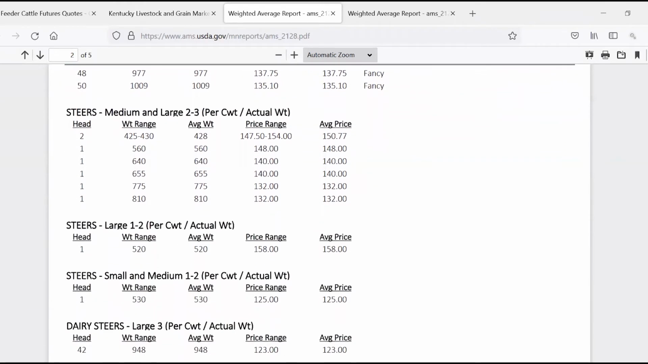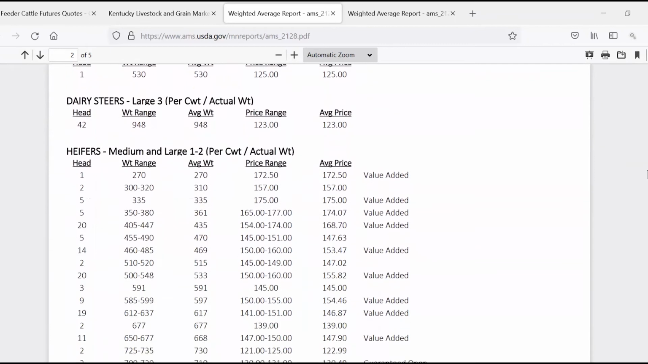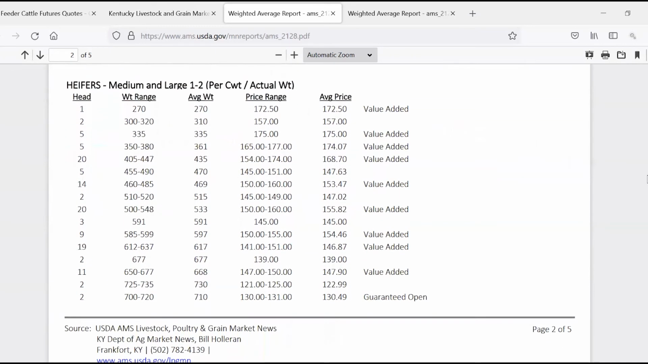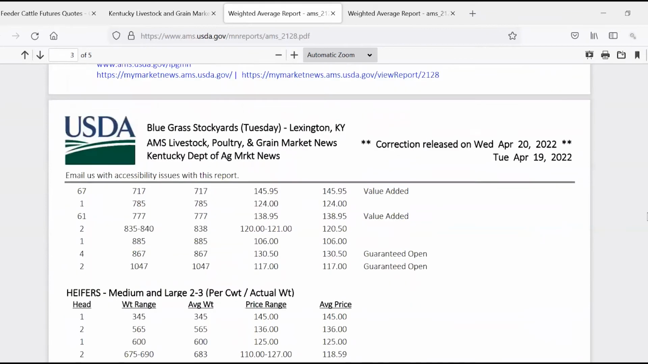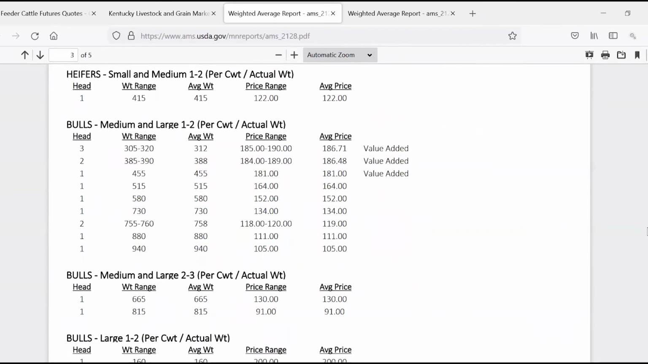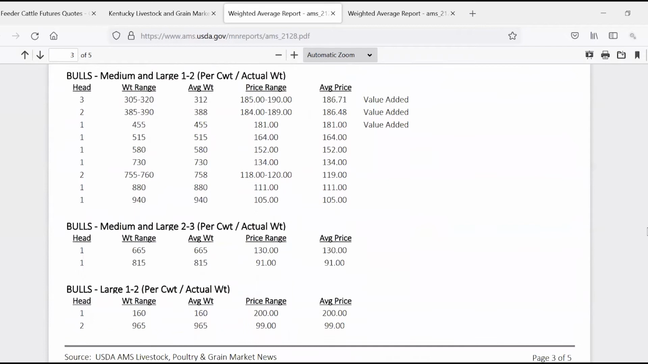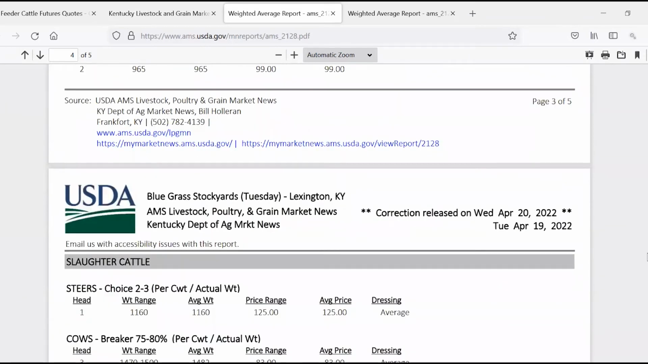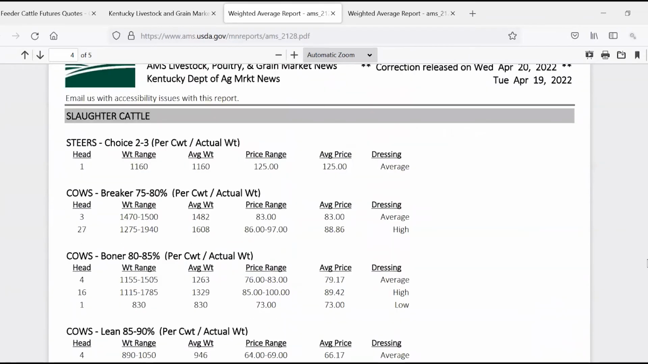If I keep scrolling, I can see more steer categories. Here's medium and large frame but lighter muscle steers, and there's more beyond that. I can see dairy steers. After the steers, I get into my heifer category. So here's my medium and large frame, number 1 and 2 heifers. I can kind of keep scrolling through my heifers. Here's my bulls.